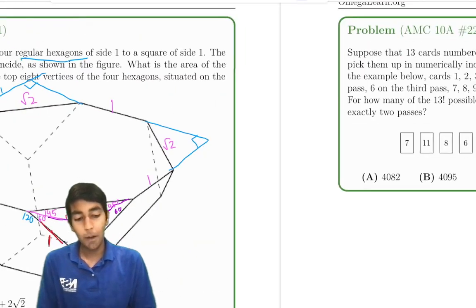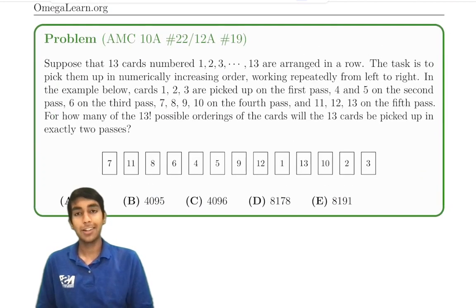Let's now explore this cool combo problem, which was number 22. We'll explore it in this video.